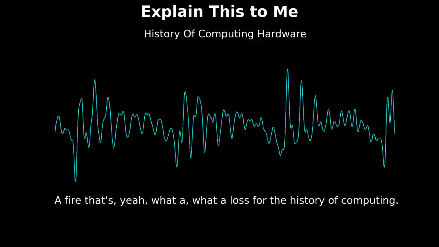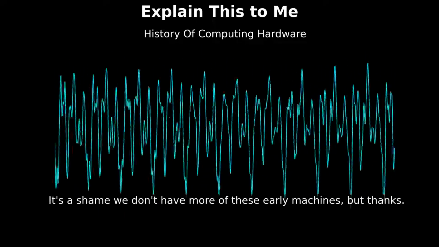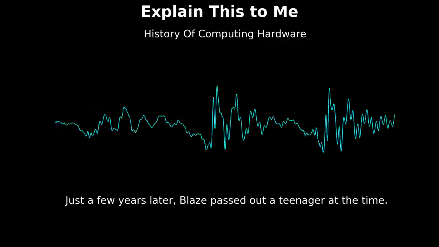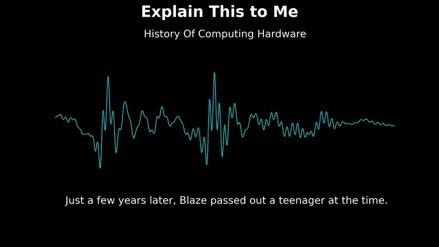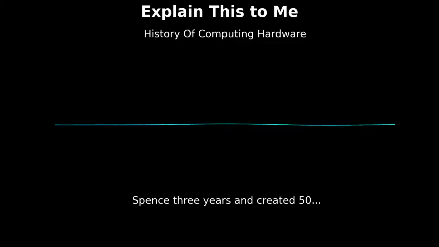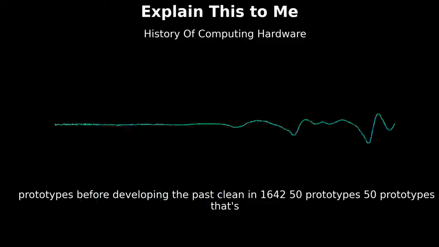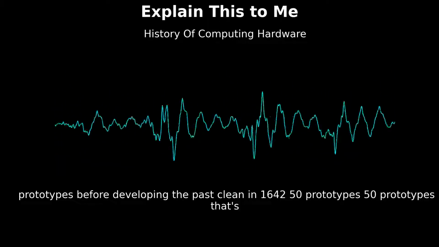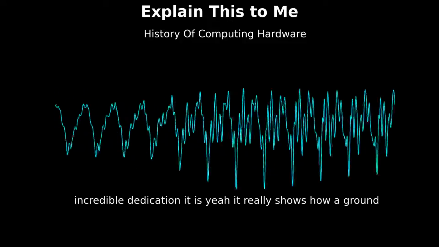It's a shame we don't have more of these early machines. But thankfully, Schickard wasn't the only one working on these ideas. Just a few years later, Blaise Pascal, a teenager at the time, spent 3 years and created 50 prototypes before developing the Pascaline in 1642. 50 prototypes. That's incredible dedication. It really shows how groundbreaking this was at the time.